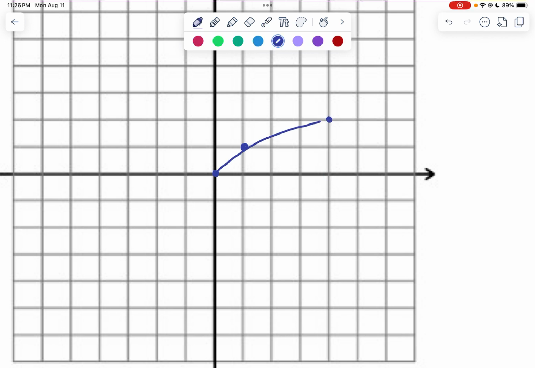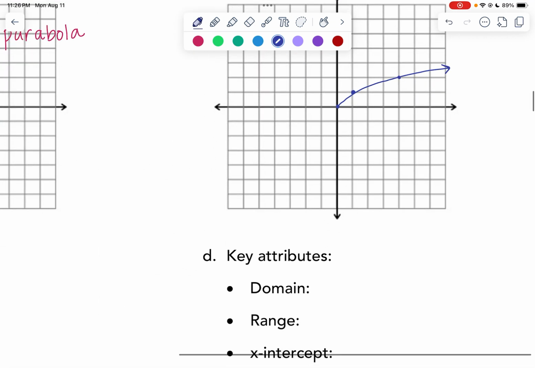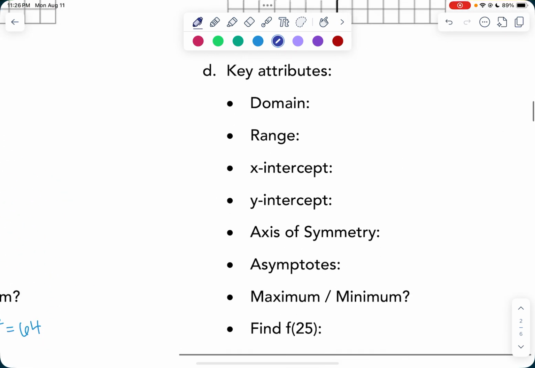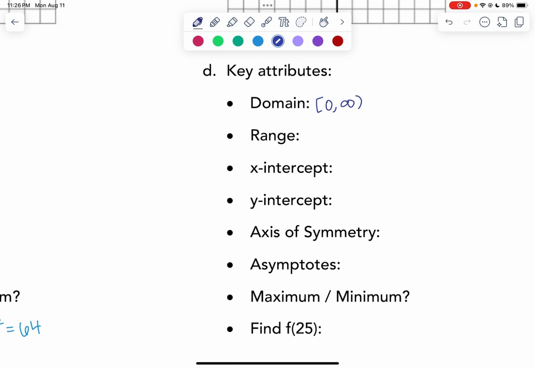So that's how we get this curve. Now here's where I need to be careful. My domain wasn't all real numbers. I can't plug in any number that I want. I could plug in 0, but I can't go less than that into negatives. So for the square root parent function, my domain would be 0 to infinity, and my range would also be 0 to infinity. And our x-intercept and y-intercept, if we look at the graph, they're both going to cross at 0, 0.